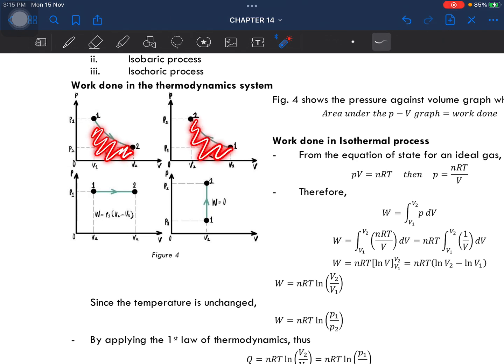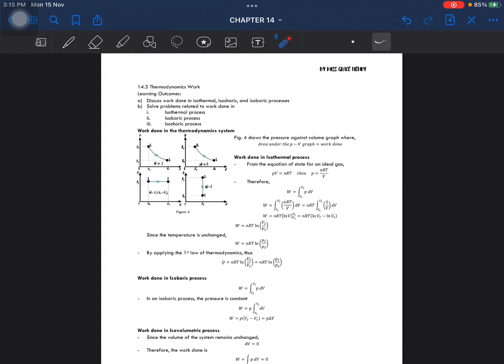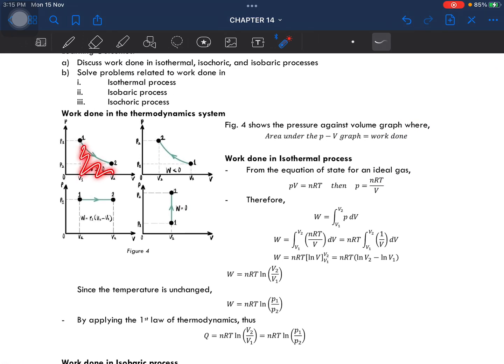So this is the area under the graph lah. This one, work is equal to 0 because there is no area under the graph. Work is basically equal to 0 lah. So how do you calculate the area under the graph? By integrating the area under this line lah.